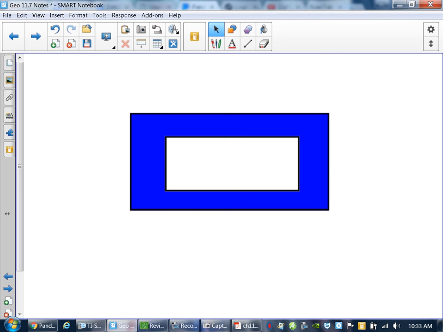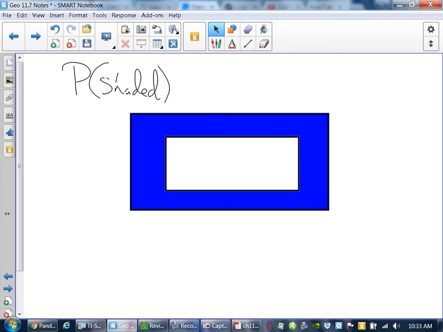Probability of a shaded region. What's the probability of picking a point that lies within the shaded region? That's the kind of stuff that we do in geometry, which means you're working with areas, and you're just working with areas on more than one occasion.